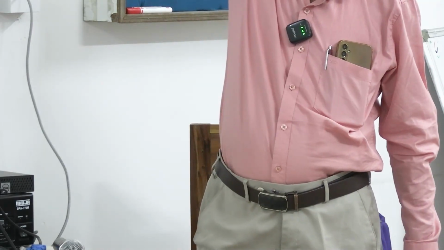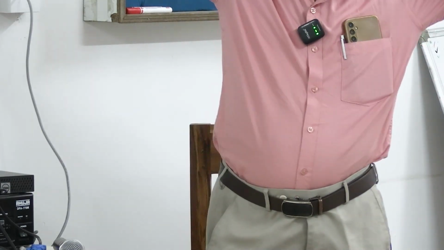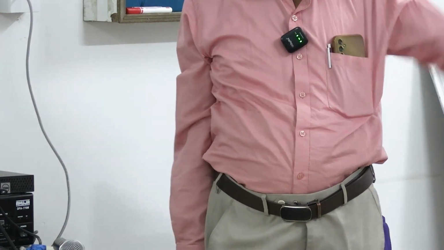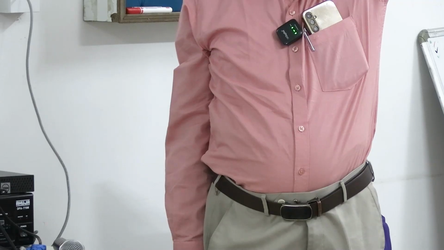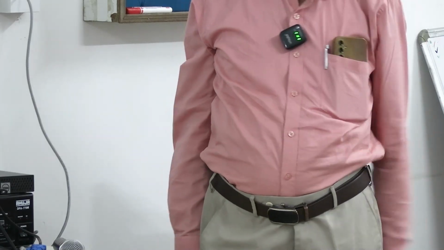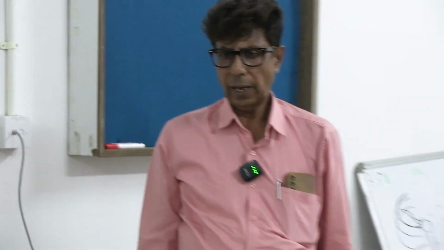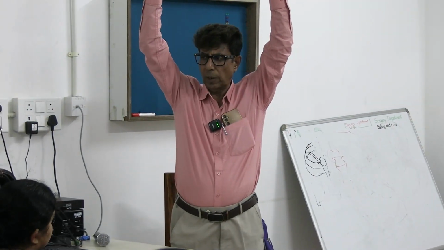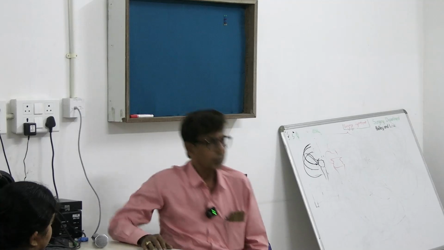If it is respiratory acidosis, what happens? pH will be low and PCO2 will be high. If it is respiratory alkalosis, what will happen? PCO2 will be low, pH will be high. Okay? Now metabolic acidosis. If it is metabolic acidosis, pH will be low, bicarbonate will be low. Both will be low. And if it is metabolic alkalosis, pH will be high, bicarbonate will be high.